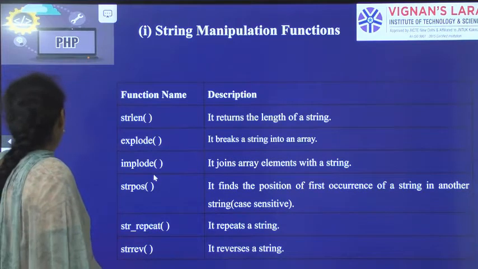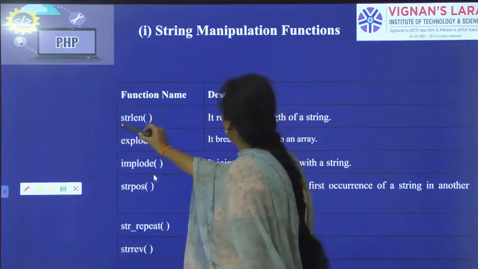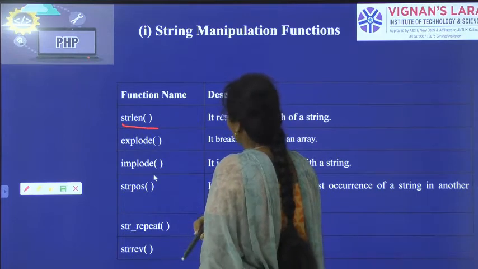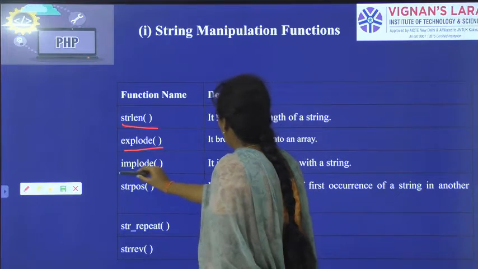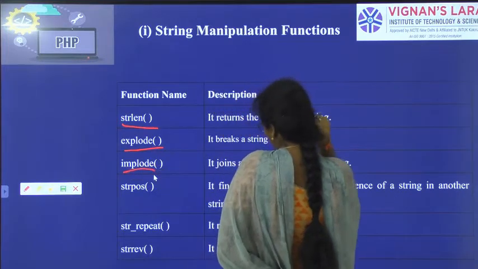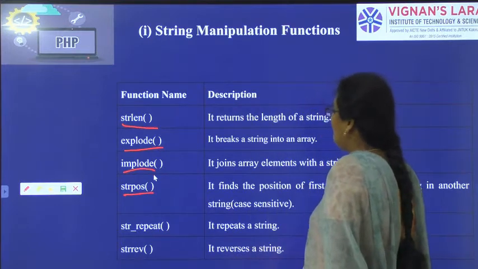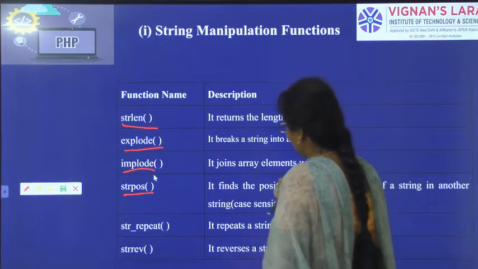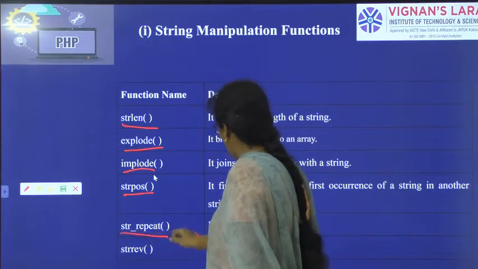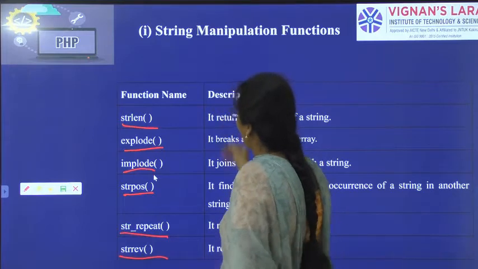The first one is string manipulation functions. strlen will return the length of the string. Explode will break the string into an array. Implode joins the array elements into a string. strpos will find the position of the first occurrence of a string in another string. str_repeat will repeat the string. strrev will reverse the string.